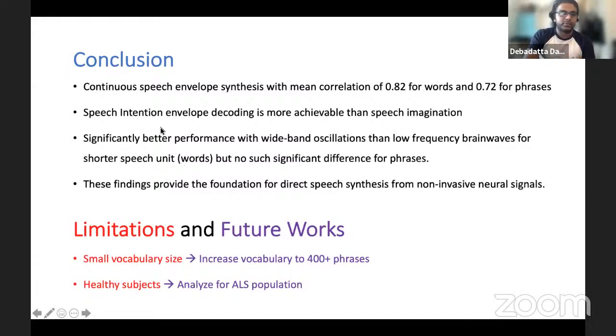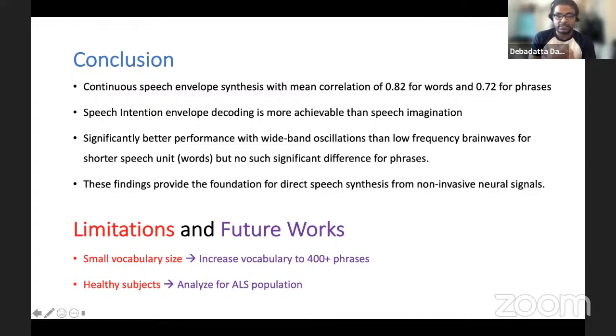All right, so in conclusion, what we observed is we obtained about 0.82 correlation score for speech envelope synthesis for words and 0.72 for phrases. We definitely observed that speech and intention envelope decoding is much more achievable. We also found significantly better performance with wideband oscillation, that is all frequency ranges, compared to just the low frequency ranges that are proposed in the literature. But we got that only for shorter speech units, not for the longer speech phrases, like 1 second long.